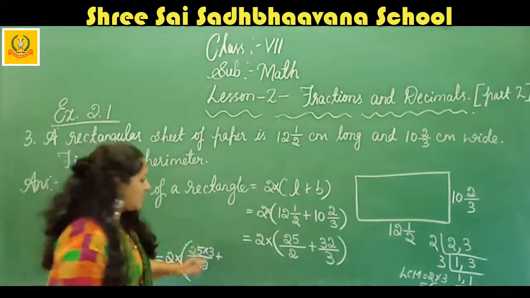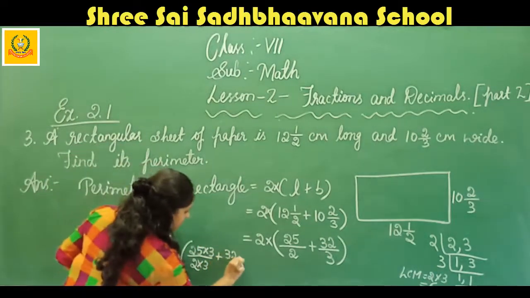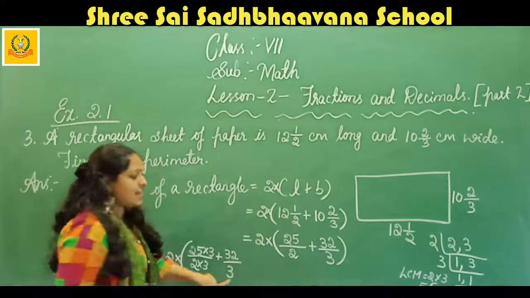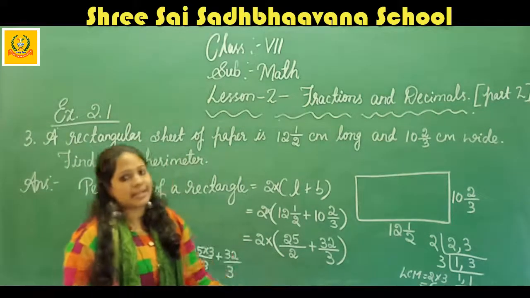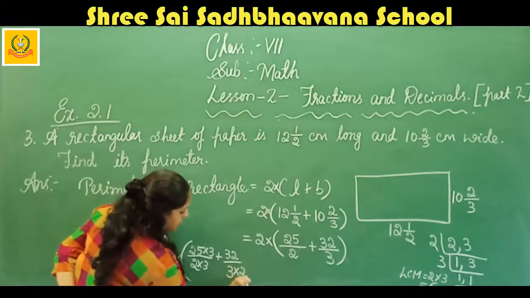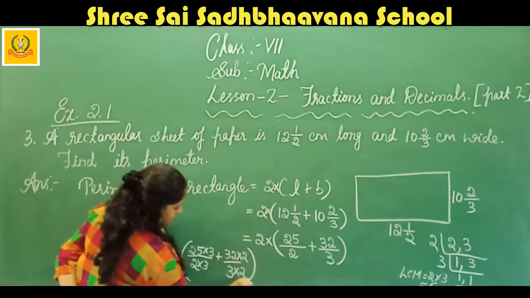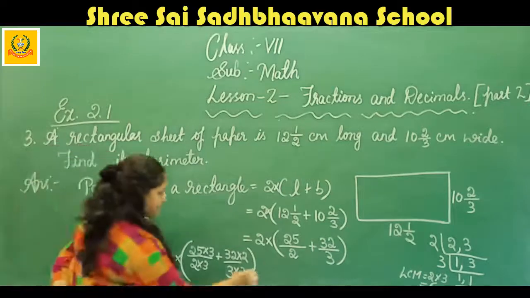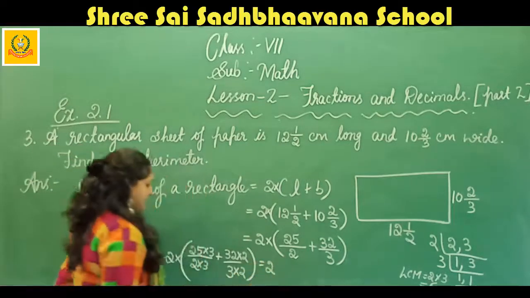Plus, here 32 by 3. 3, how many are 6, children? 3 twos are 6. So I have to multiply this by 2, and the numerator also. Okay? Yes. Now 2 as it is.